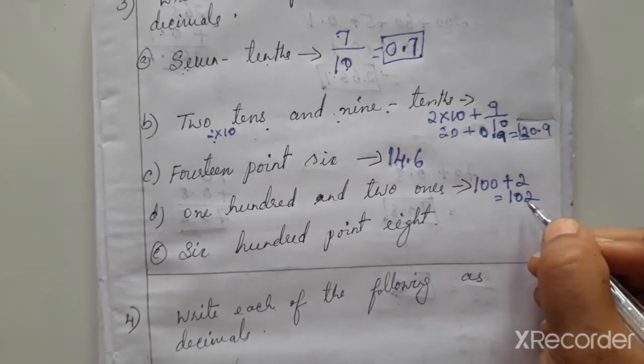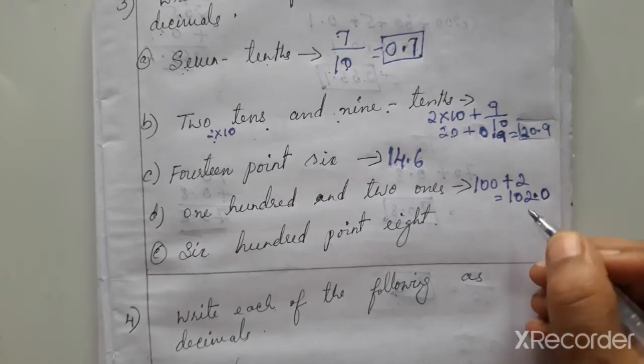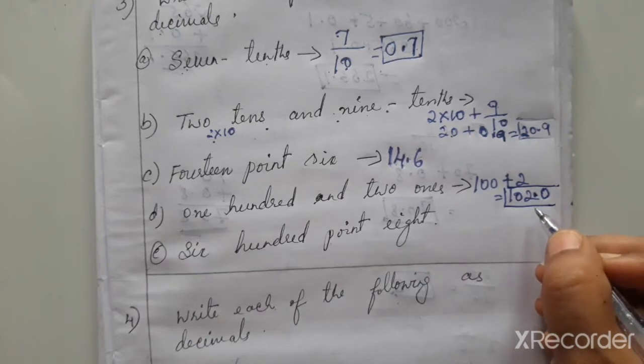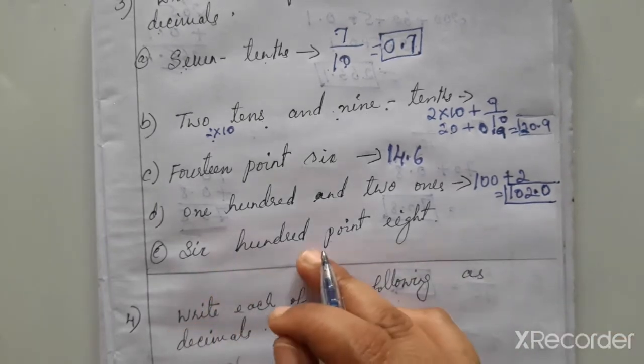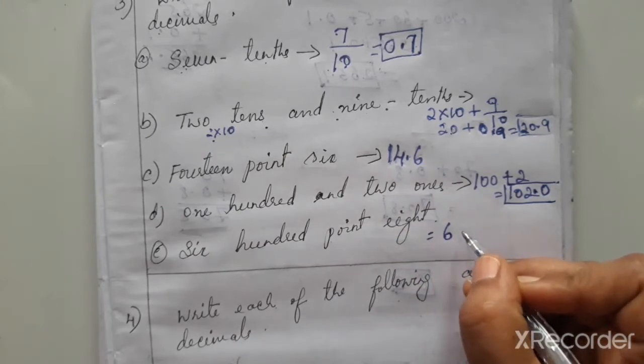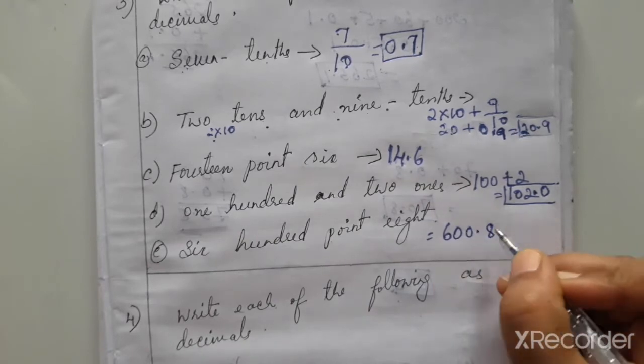So 102 is a whole number. How to convert it into a decimal? Put a point and then 0. Now it becomes a decimal number, 102.0. Next, 600.8. So 600.8.